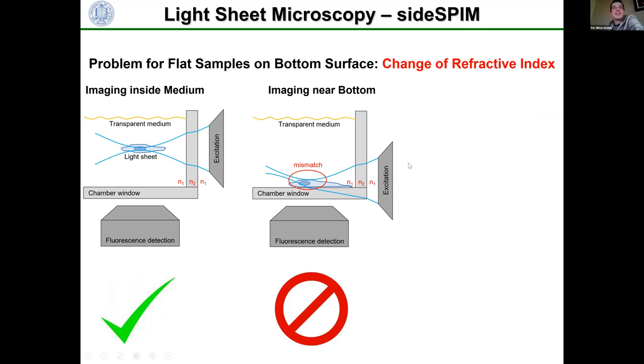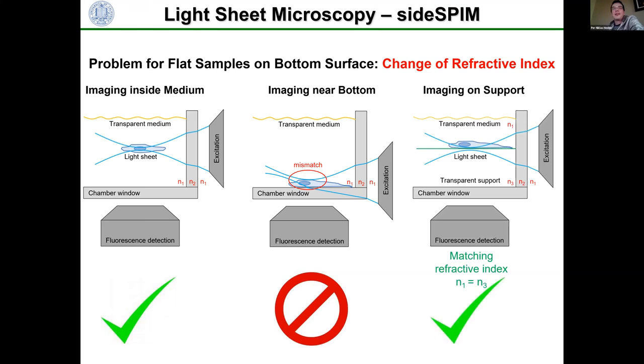So in this case, the light sheet would no longer form correctly. So you have to take into consideration, if you want to image this way with a properly forming light sheet, you need to match the refractive index. So you need to support your sample with some material that has the same index as the medium that you put on top.